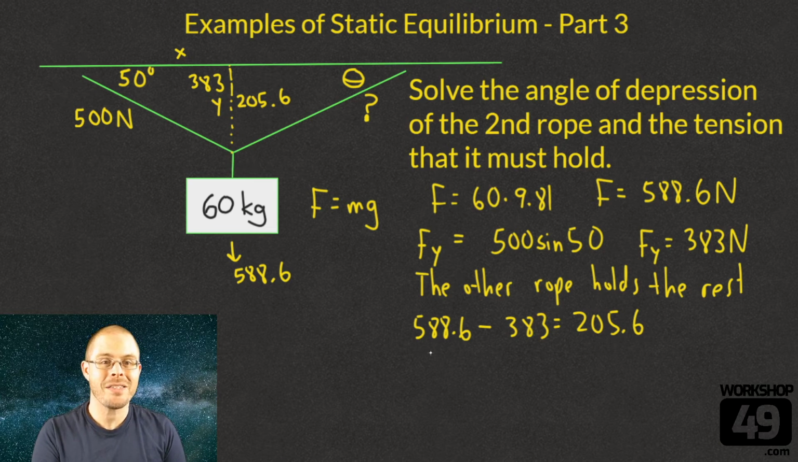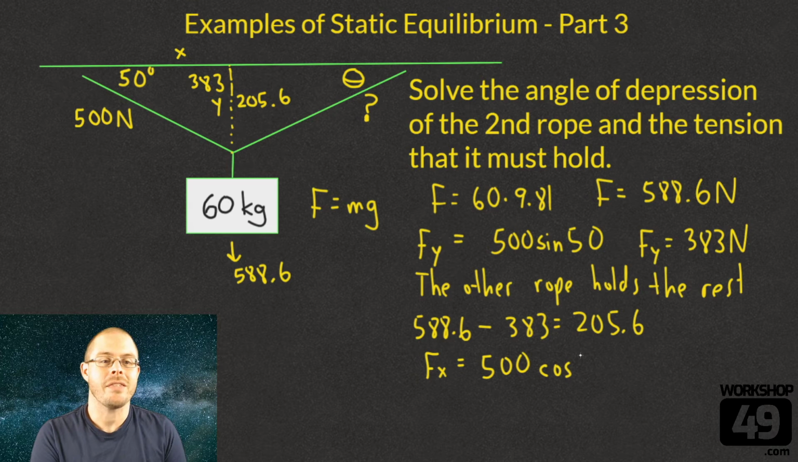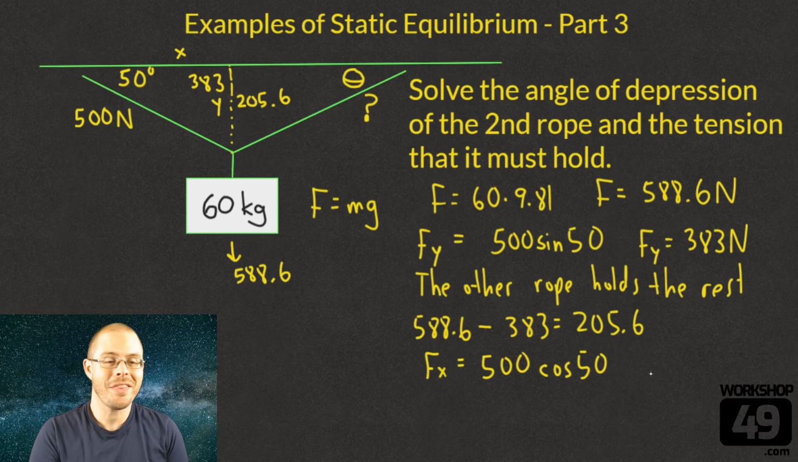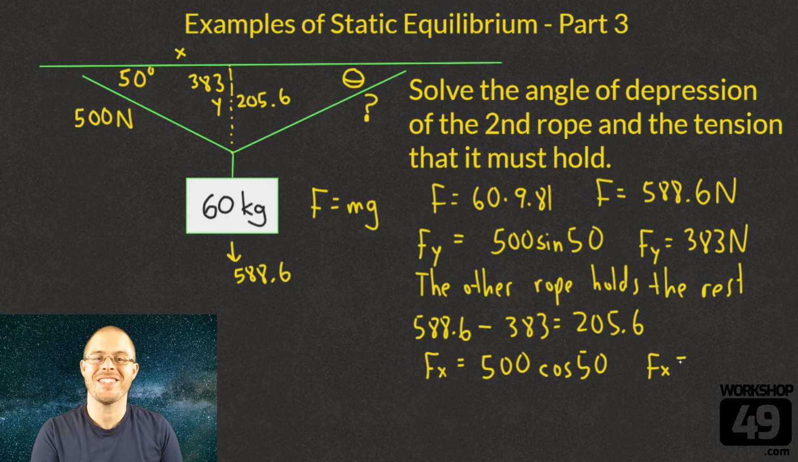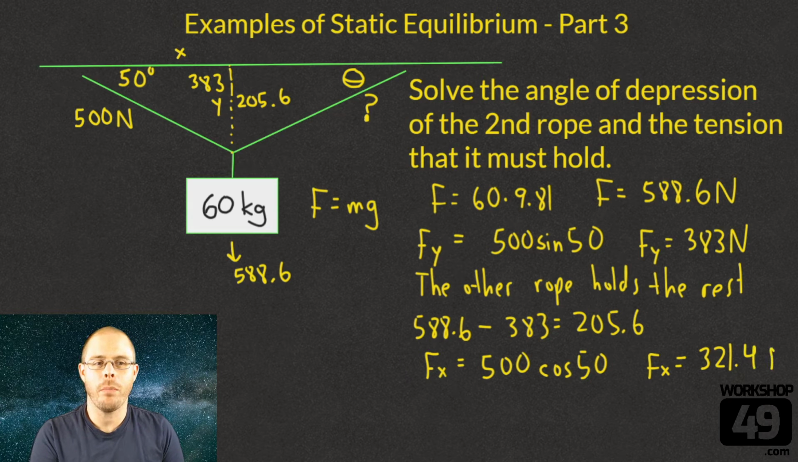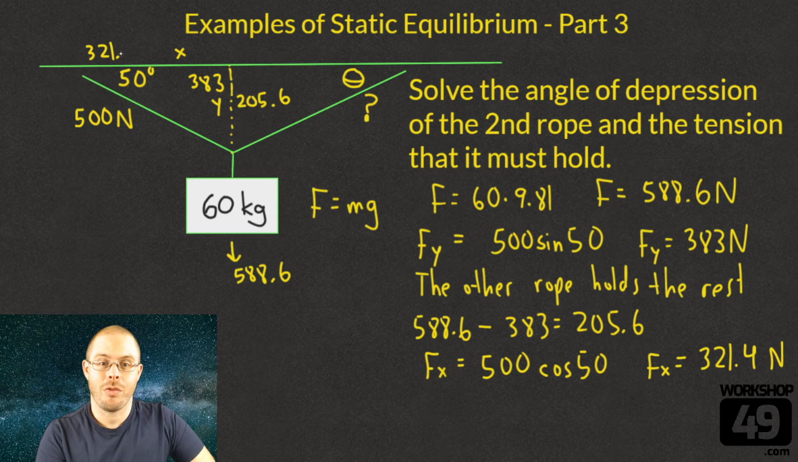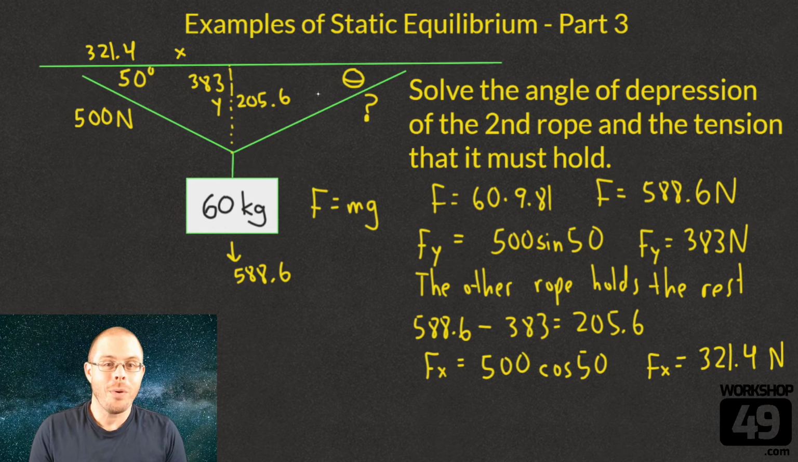We've got up-down balanced. Let's go ahead and solve the x component of that left rope. To get an x component, it's 500 cos the angle. Coses are your x's. Force x is going to equal, we plug this into the calculator, 321.4 newtons. If the left rope is trying to pull it 321.4 newtons to the left, the right rope must pull an equal amount, or else the block would go swinging left and right.